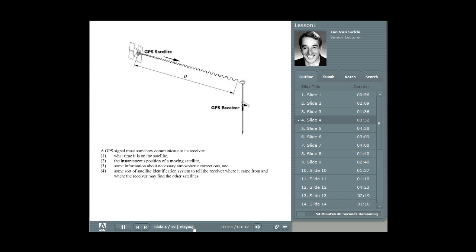And then, some information about the atmosphere. Well, if you're familiar with EDM surveying, electronic distance measuring surveying, you know that when an electromagnetic signal goes through atmosphere, it can be attenuated by the humidity, the temperature, the barometric pressure in the troposphere.